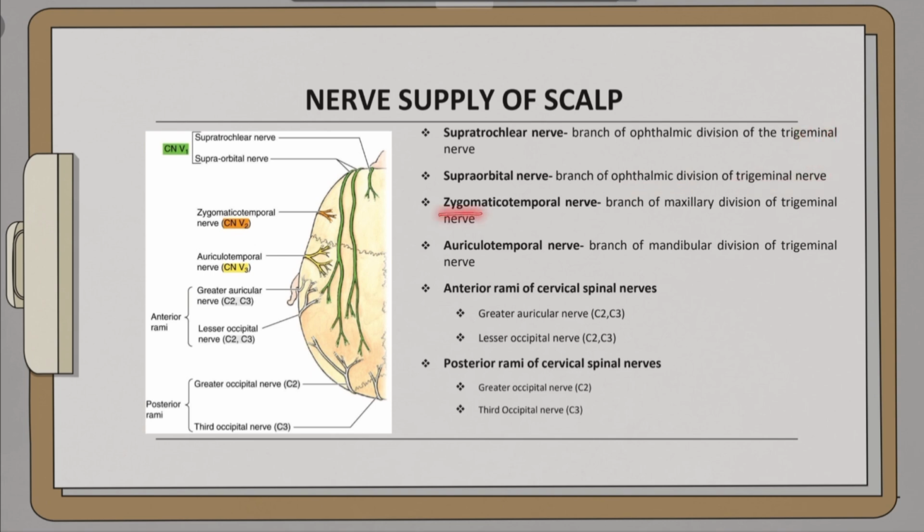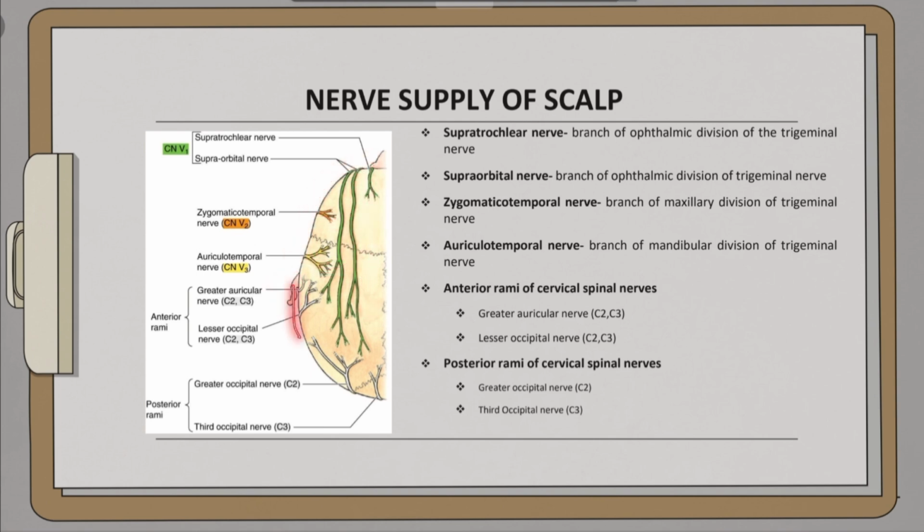And the third one is the zygomatico-temporal nerve. It is the branch of V2, that is the maxillary division of the trigeminal nerve. And the auriculotemporal nerve is the branch of the mandibular division, that is the V3 of the trigeminal nerve. So from the trigeminal nerve, all the sensory branches are coming and supplying the scalp in front of this ear. So in this picture, you can see the supratrochlear nerve, the supraorbital nerve, zygomatico-temporal nerve, auriculotemporal nerve. These all are the sensory branches in front of the ear lobule.